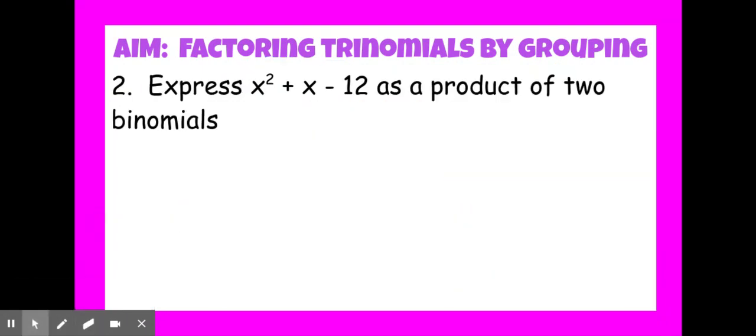Number 2, express x squared plus x minus 12 as a product of two binomials. So this is where everyone kind of gets confused. It's really a 1x here. So if you don't put that 1 there, it's going to be hard to find that sum that gives us positive 1. So our first step is always to take our coefficient there, multiply it to this number, which is negative 12. 1 times negative 12 is negative 12.